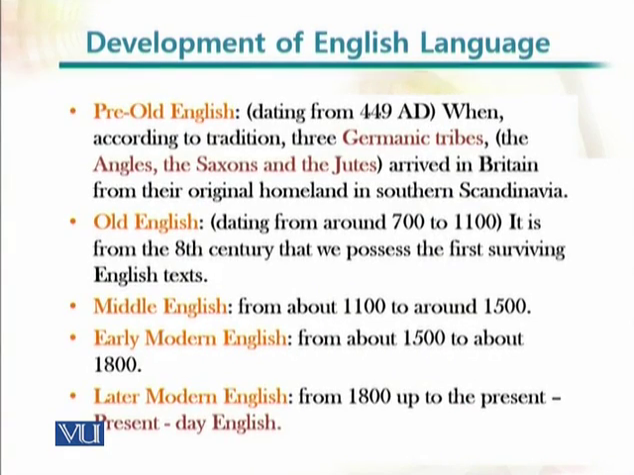The history of the English language may be divided into Pre-Old English, which dates from 449 AD, when, according to tradition, three Germanic tribes, the Angles, the Saxons, and the Jutes, arrived in Britain from their original homeland in Scandinavia, and they began the English language. Old English is the next period, which dates around 700 to 1100 AD. It is from the 8th century that we possess the first surviving English text, and this was the period which actually gives us some original text of the English language.